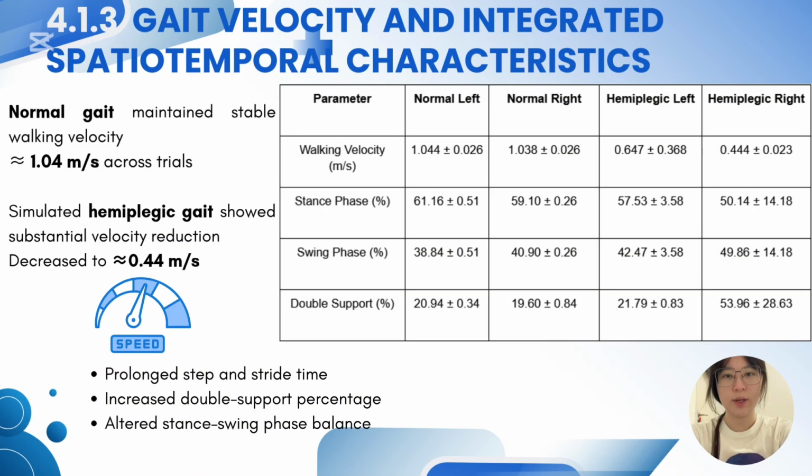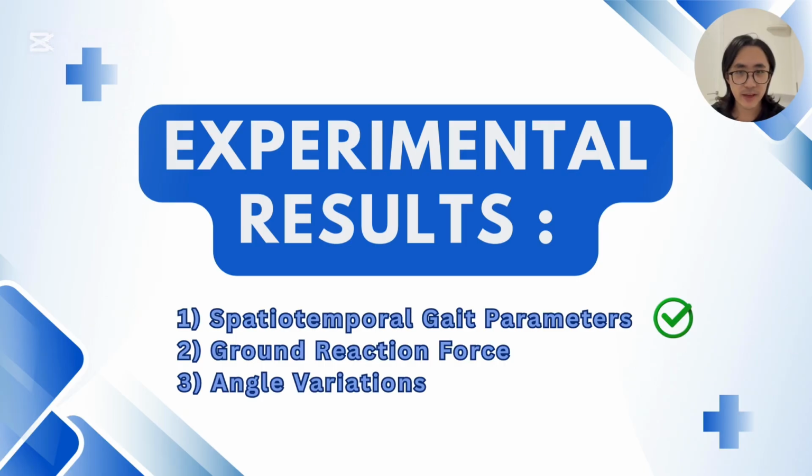Normal gait showed a stable walking speed of about 1.04 meters per second, reflecting efficient coordination between temporal and spatial parameters. In contrast, hemiplegic gait velocity decreased steadily to 0.44 to 0.65 meters per second. This reduction was associated with prolonged step time, increased double support duration, and altered stance-swing balance. Overall, the integrated spatial-temporal results indicate that simulated hemiplegic gait is slower, more variable, and less efficient than normal walking. I will continue with the ground reaction force analysis.